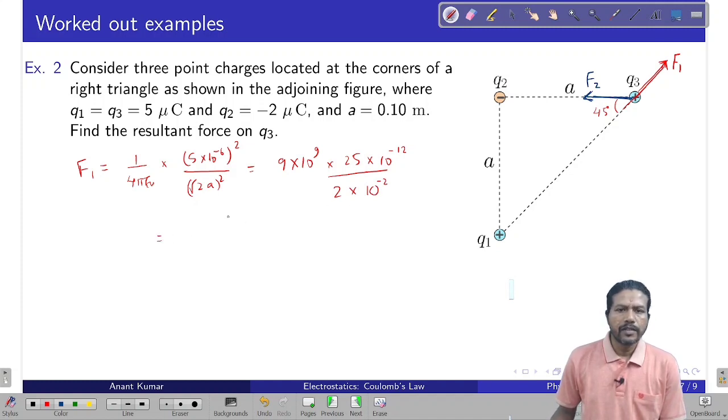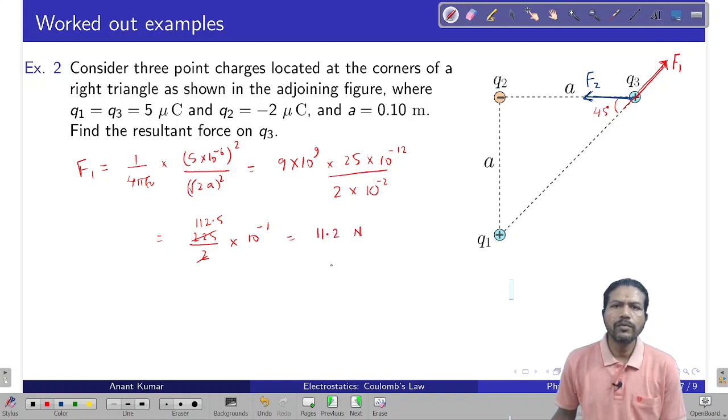So if I simplify, we have 25 into 9 is 225 already. So we get this upon 2 into 10 raised to the power minus 2 going up, becoming 10 to the minus 10, into 10 power 9 becomes 10 power minus 1. And that gives us therefore, this one turns out to be about 11.2 Newton if I round it up to 1 decimal place.